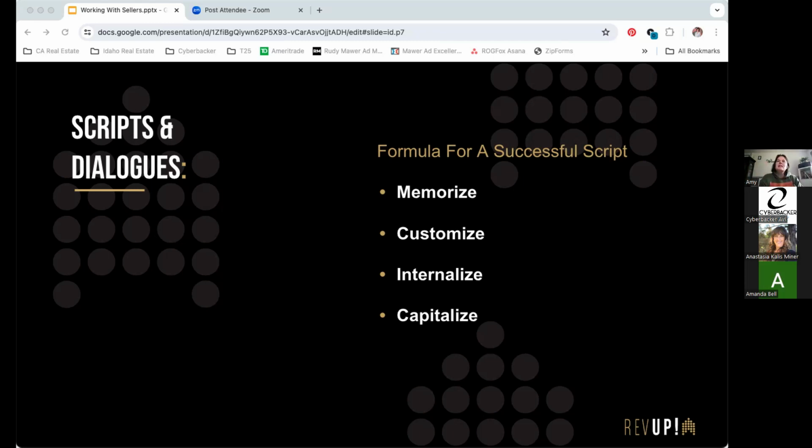So we want to memorize, customize, internalize, and capitalize. You can customize the scripts. I would recommend that you don't make significant changes, maybe a word here or there. But remember that most of these objection handlers or scripts are written by successful agents and used by successful agents. And you ultimately want to be a successful agent. So you utilize the scripts as written for the most part. Any questions about scripts or objection handlers before we move on?